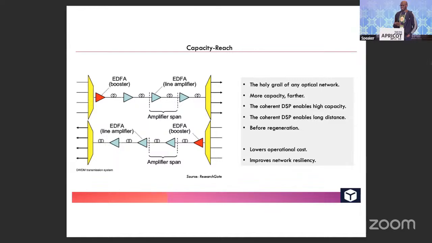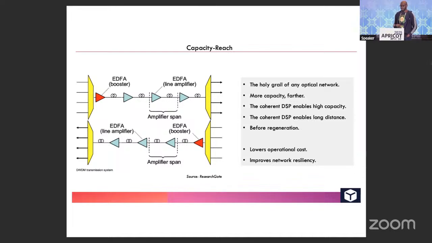Coherent means that we can run an amplified system for as far as possible, as long as possible, before we have to consider regenerating. Because regeneration means that you have to drop from the optical space into the electrical space, and that increases your costs. So if we can amplify systems before we have to regen, that's the holy grail. And coherent allows us to do that.